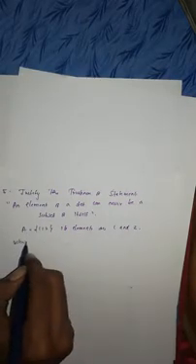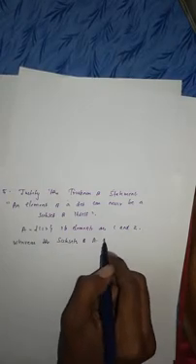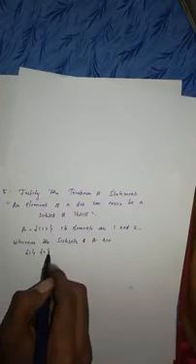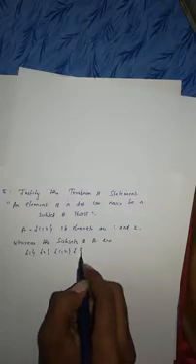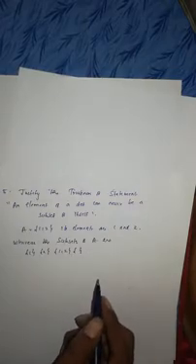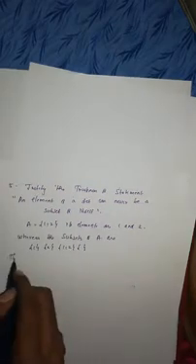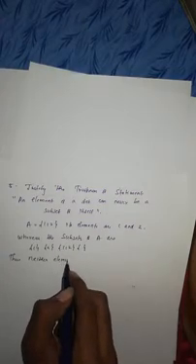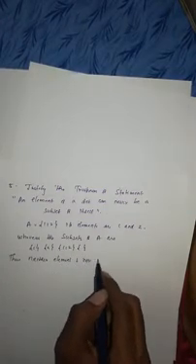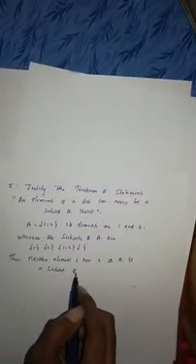Whereas the subsets of A are {1}, {2}, {1, 2} and the empty set. So there are 4 subsets. It should be 4 because the number of elements is 2, so the number of possible subsets is 2 power 2, which is nothing but 4. Thus neither element 1 nor 2 of A is a subset of A.